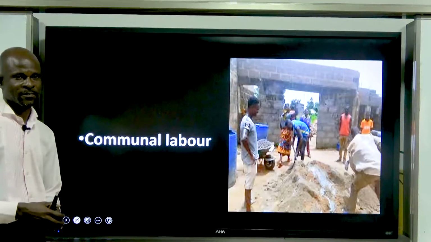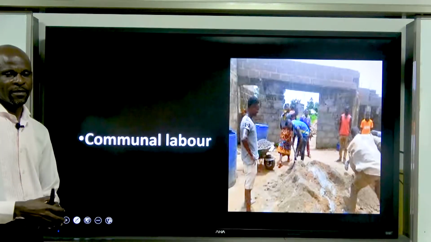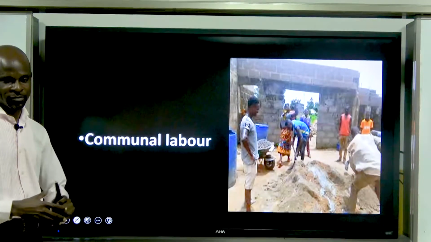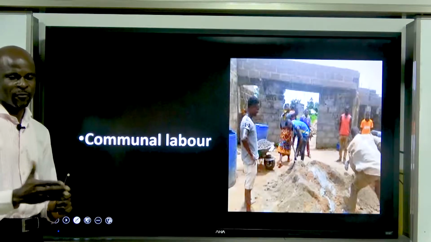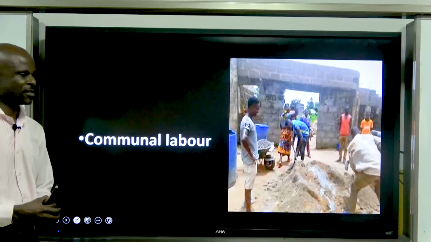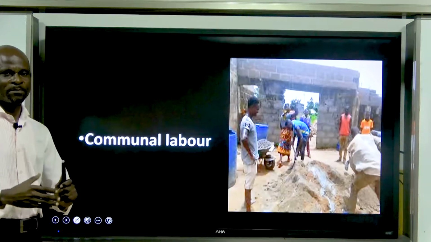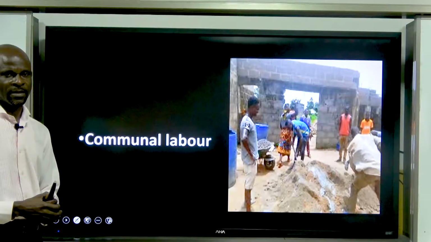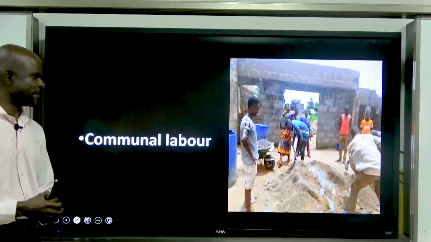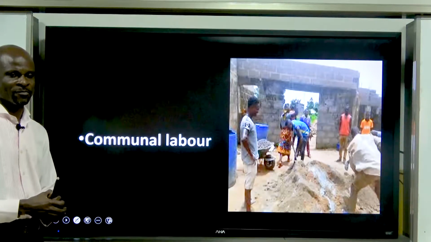Another one is communal labor, which we carry out in our communities. People decide to come out to maintain their roads, to pave ways to their farms in the community. It may be a village, it may be a town. They can put heads together and build a clinic before inviting the government to come and assist them. Such efforts are called communal labor.